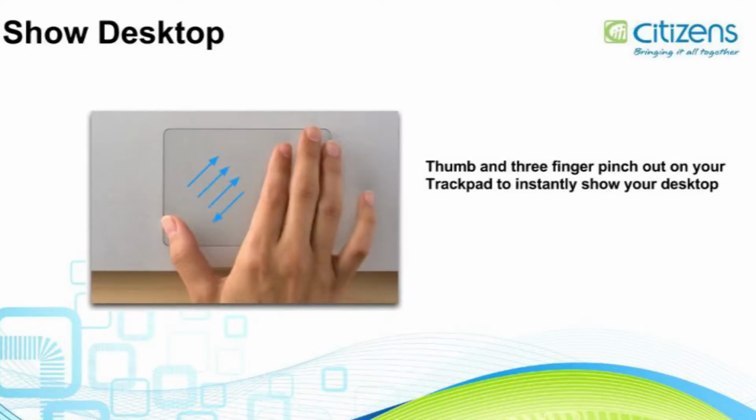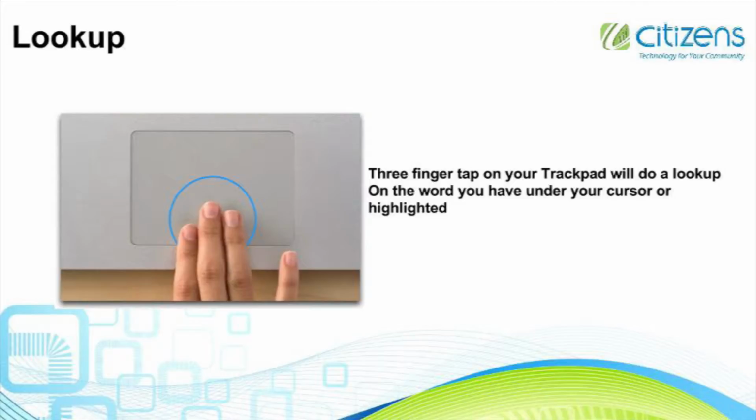So if you are somewhere else besides your desktop, like in another window, and you want to go straight back to your desktop, you would take your thumb and 3 fingers and pinch outwards, not in, outwards, to go instantly back to your desktop. And to look up something, you would 3-finger tap on your trackpad. It will look up a word that you have your cursor under, or something that's highlighted, and it will automatically look that up. That's kind of a helpful little thing to have.